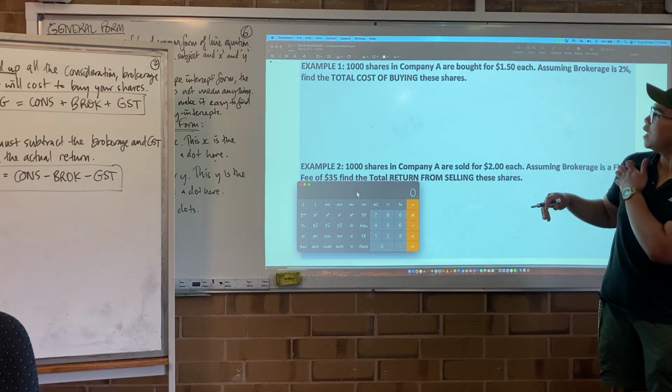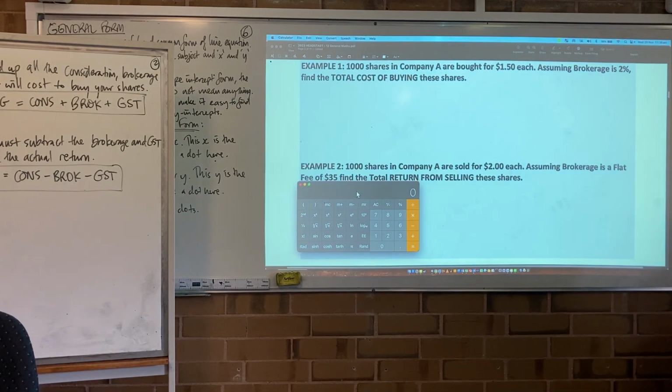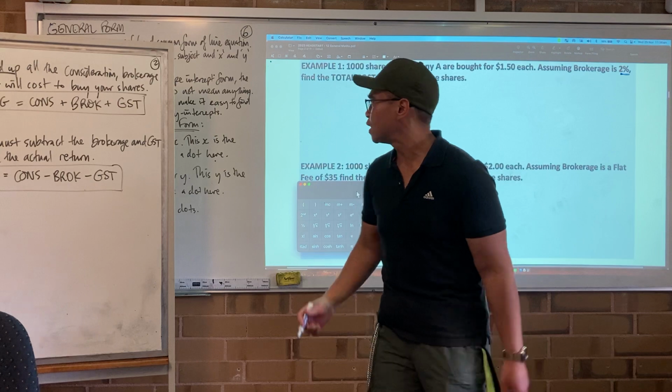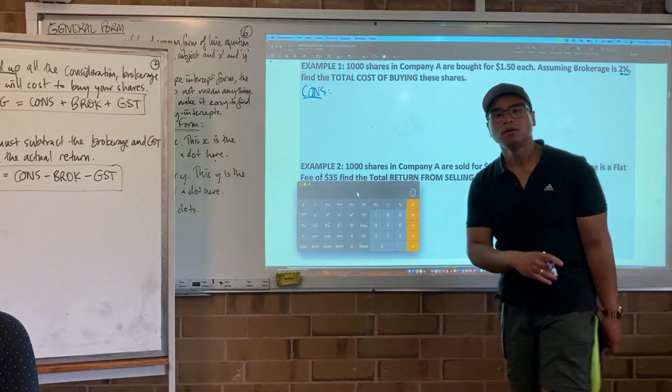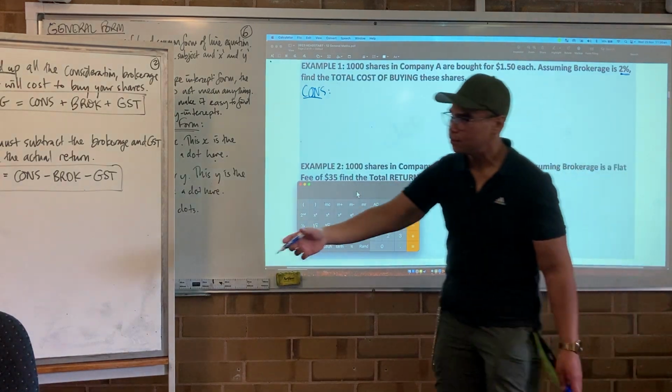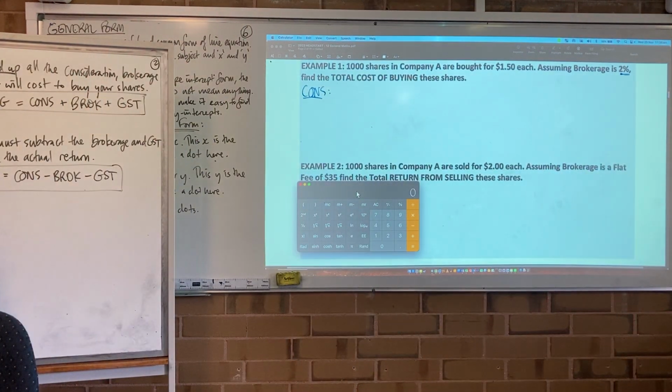1,000 shares in company A are bought for $1.50 each. Assuming brokerage is 2%, so it's a percentage brokerage. What's the total cost of buying these shares? What are the 3 different parts of a buying calculation? 1, consideration. What is the consideration here? The number of shares times by the buying price.